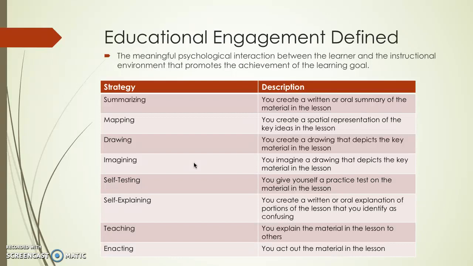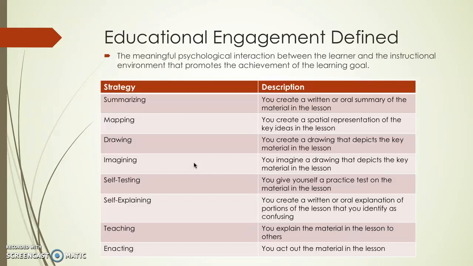But the first is the summarizing strategy, which is having the student create a written or an oral summary of the material in the lesson. So it's basically just having them parrot back to you what they took from the lesson, just to show that they were paying attention and actively engaged. Mapping, which is creating a spatial representation of the key ideas in the lesson. So physically looking at how the ideas all connect.